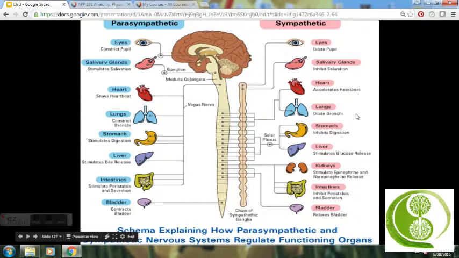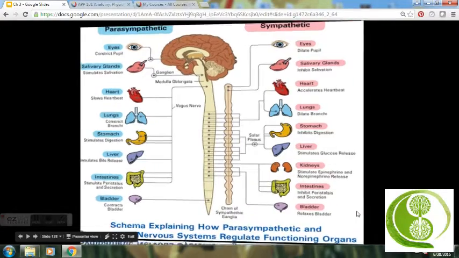Okay, where were we? The heartbeat increases, the lungs dilate, so breathing is easier. Digestion is inhibited. The liver produces glucose release, which gives us more energy, more rush. The kidneys stimulate epinephrine and norepinephrine release, which again gives us more energy. The intestine inhibits peristalsis and secretion, so it slows down or halts digestion. And then the bladder relaxes.